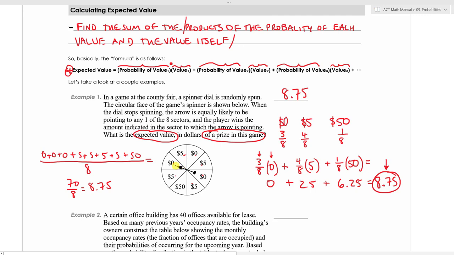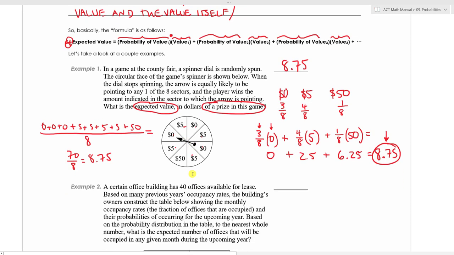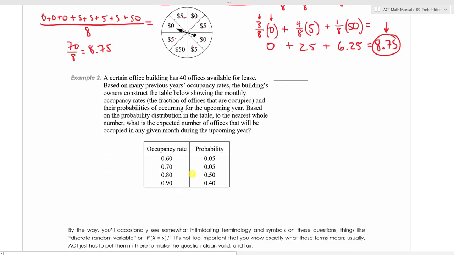So if this game charged $5 to play, this would be a great game to play. You would end up winning quite a bit of money if you played this over and over and over again. If this game charged $10 per spin, probably wouldn't want to play it too much because you're going to lose $1.25 on average every time you play. So that is an easier example of expected value.